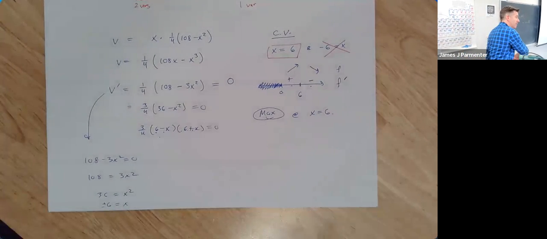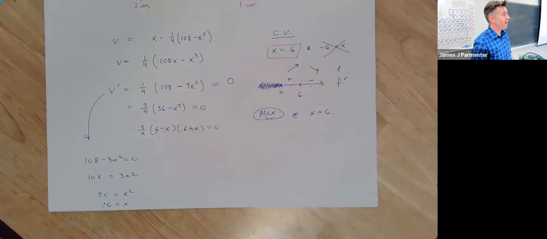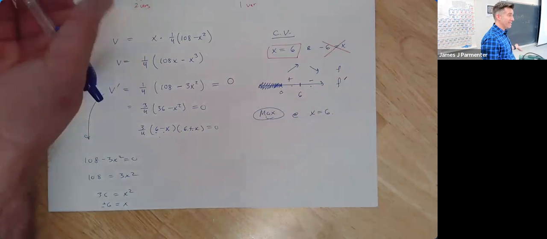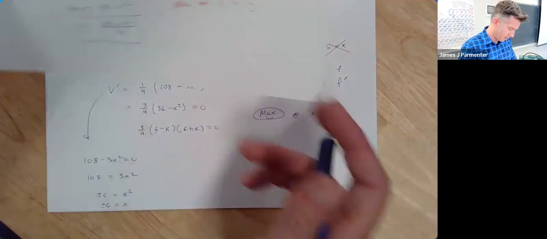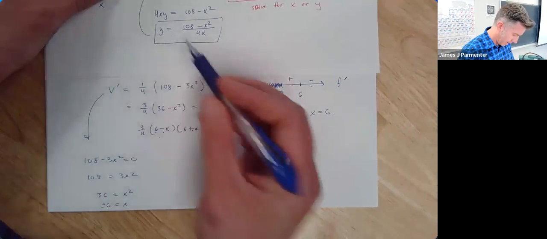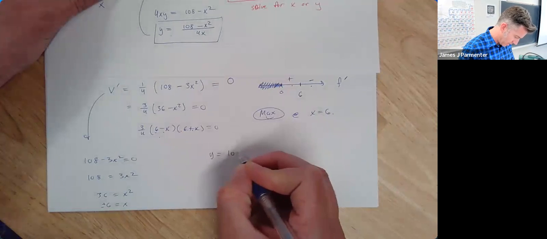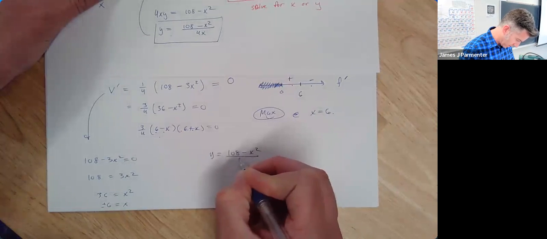But we're not done, because the question said to find the dimensions, plural. There's more than just x, there's also y. Fortunately, and this is almost always the case, you should have an equation for what y is equal to, right? We literally had an equation for y to help us figure this out. So looking back here, I see, great, there's y. Y equals 108 minus x squared over 4 times x.